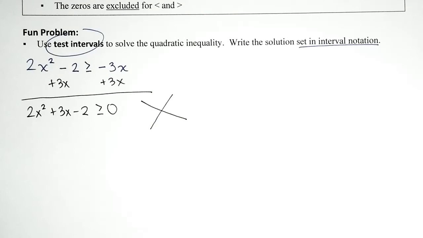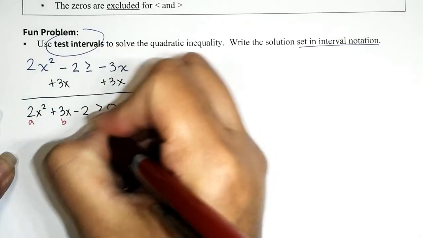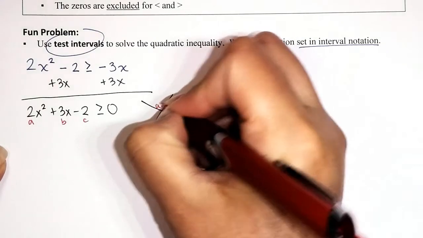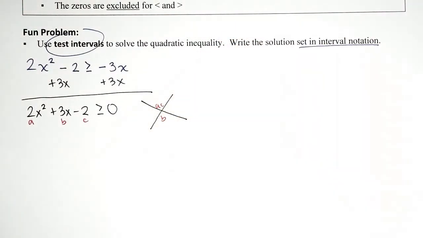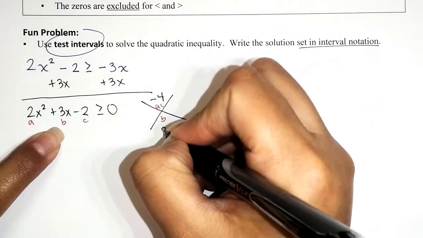Remember, the gist of the AC method is to split the middle term so you can have 4 terms and then factor by grouping. So let's do the corresponding X game. The corresponding X game is that we want factors of AC that add up to B. And you know I love to label my A, B, C. The product of A and C, namely 2 and negative 2, is negative 4. The value of B is 3.